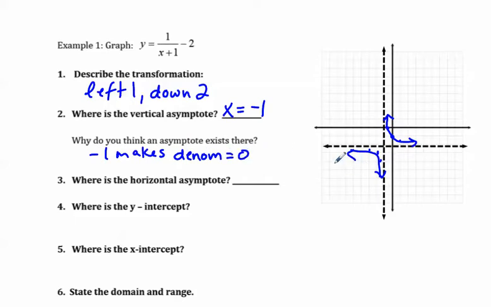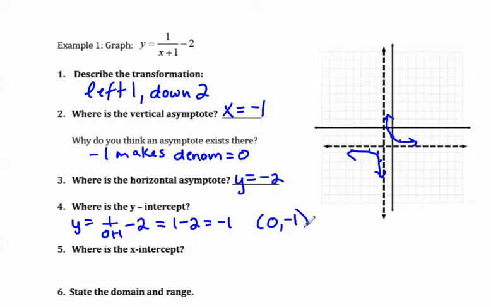So where is the horizontal asymptote? That shifted down 2, so it's at y equals -2. And the y-intercept. So we haven't found the y-intercept. To find the y-intercept, you want to make your x value 0. So I'm going to have y equals 1 over 0 plus 1 minus 2. 0 plus 1 is 1. 1 over 1 is still 1, so I get 1 minus 2 equals -1. So my y-intercept is at 0, -1. Let's see. That matches right there.